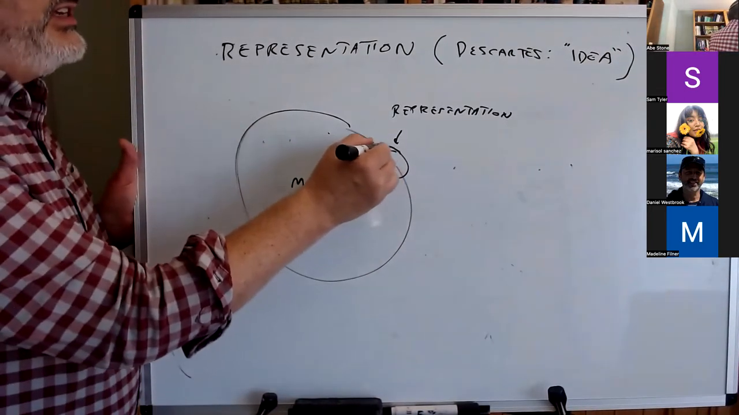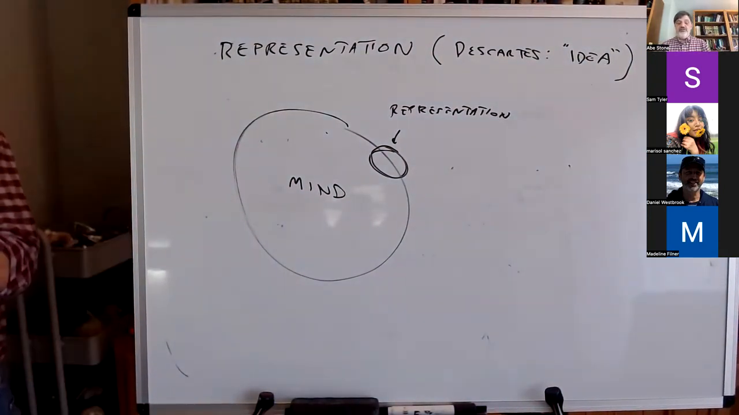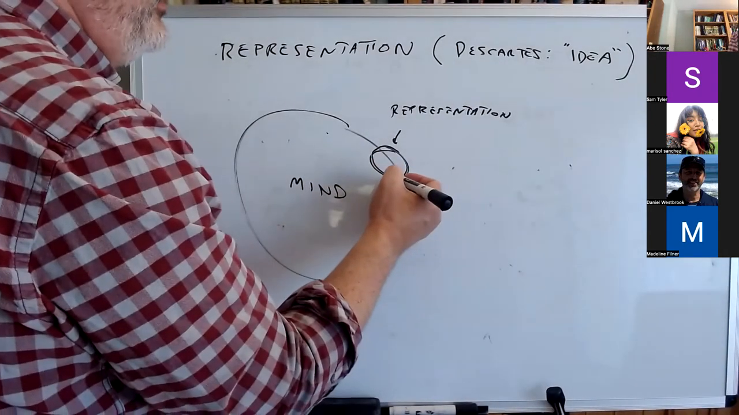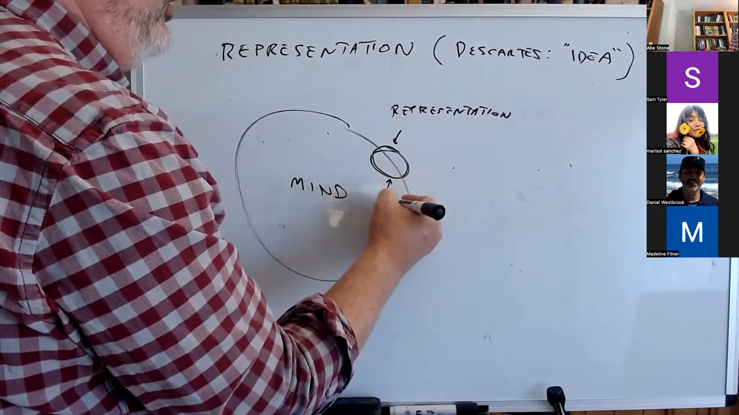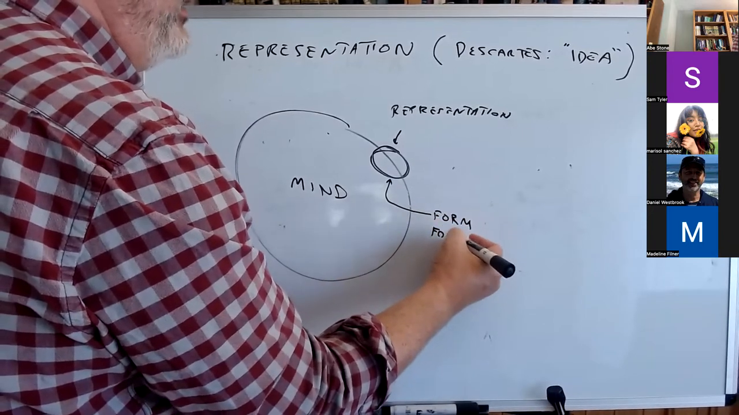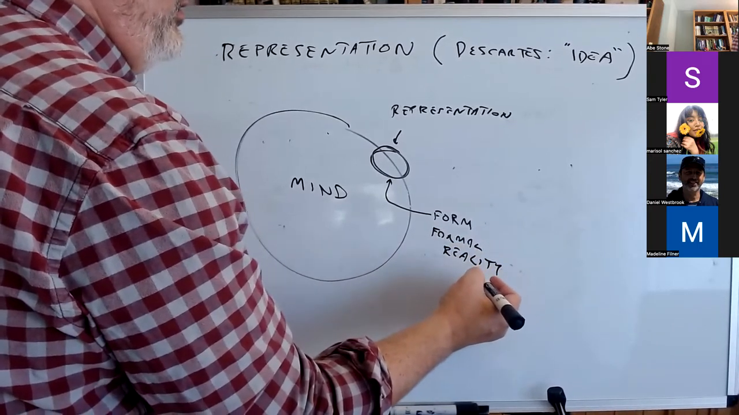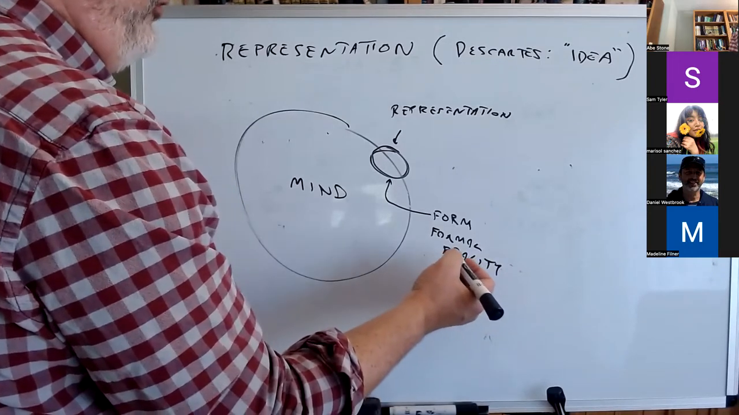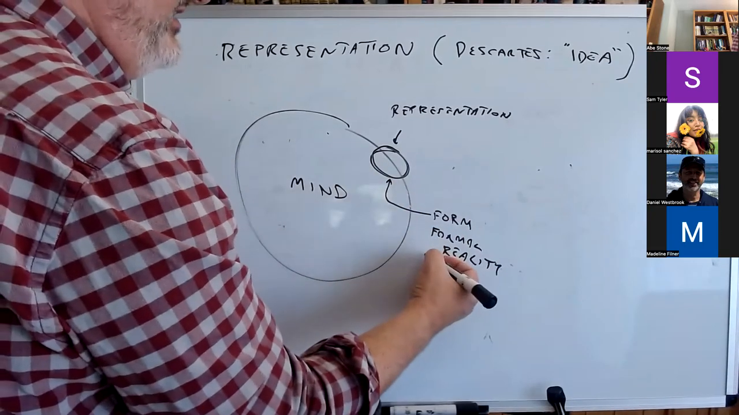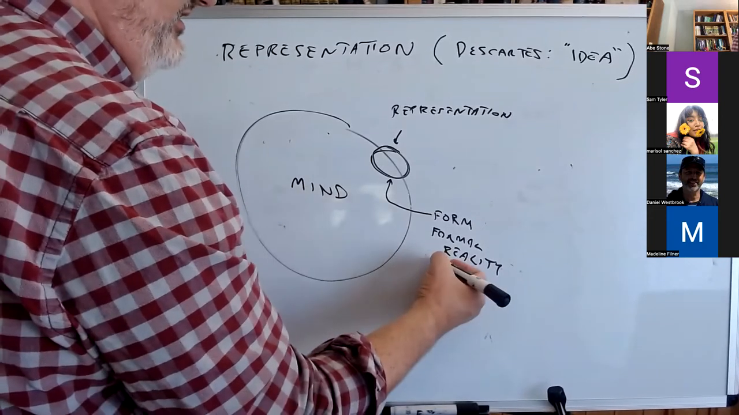The nature that a representation, just like everything else, has as what it is, its essential nature, is what, following Descartes, and Descartes following earlier people, calls its form or formal reality. So the form or formal reality of a representation is the essential quality that it has as a modification of a subject, which is a thinking thing.